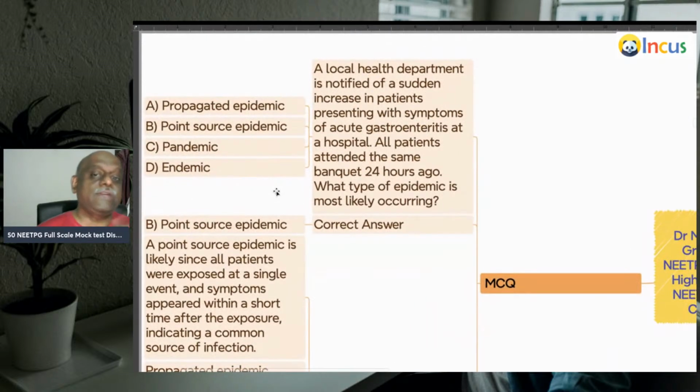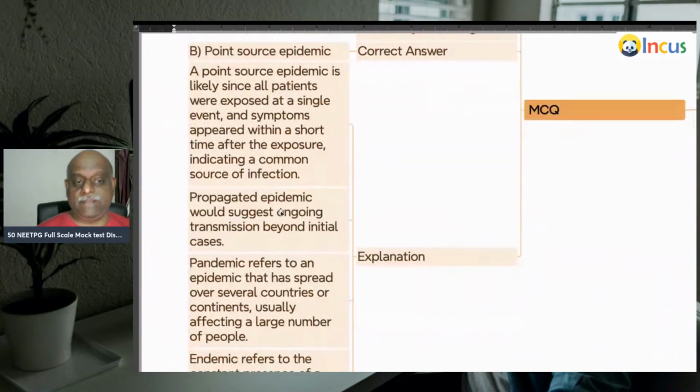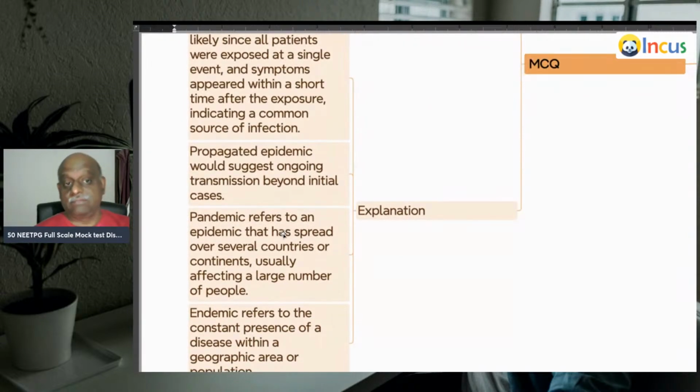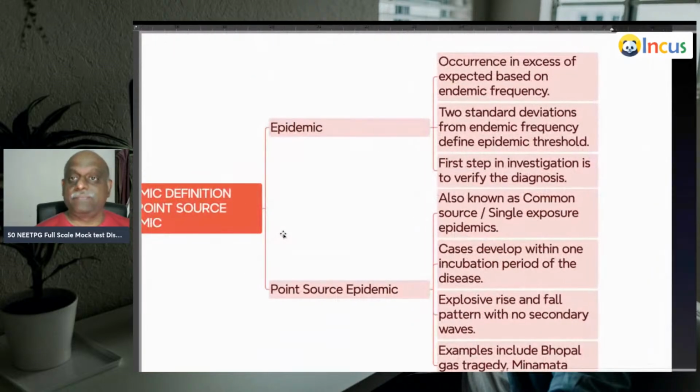All have attended the same banquet 24 hours ago. That means it is called a point source epidemic. Propagated: ongoing transmission beyond initial cases. So all these definitions, doctor.